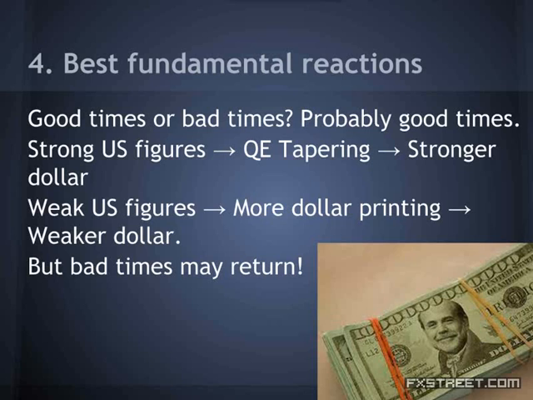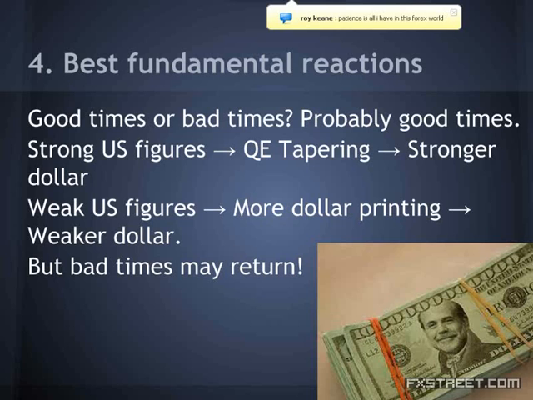And then we had weak US figures. We had more dollar printing, higher chances of QE, less chances of QE tapering in recent months. And then more dollar printing with a weaker dollar. This is a very straightforward, logical reaction, but it's not always the case. And these bad times may return as well. A lot depends on Bernanke and on someone who will replace him, either Janet Yellen or Larry Summers. We don't know yet.